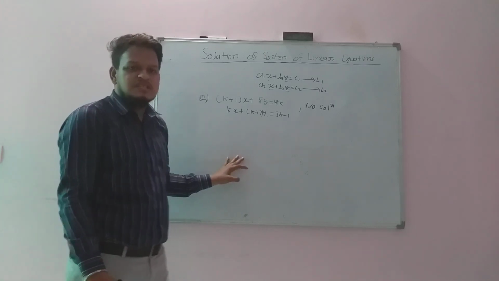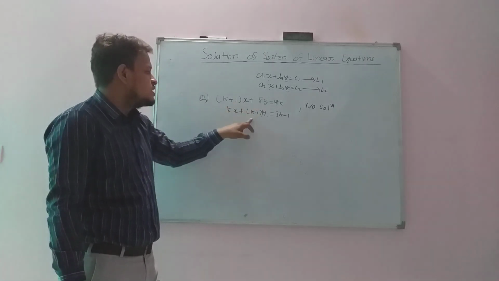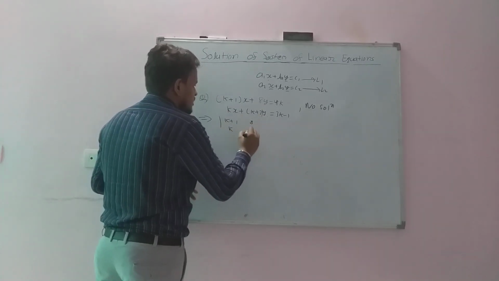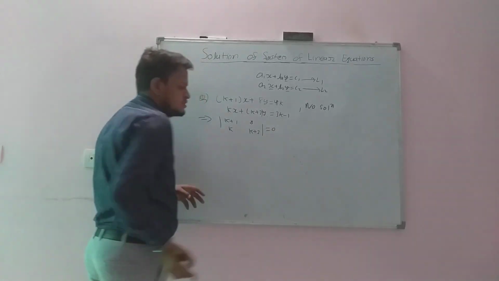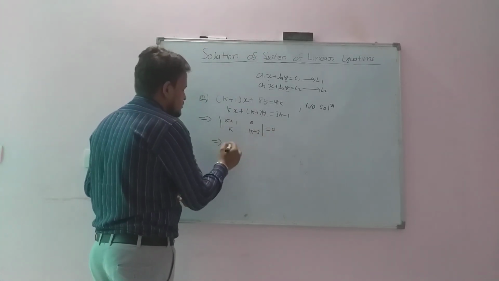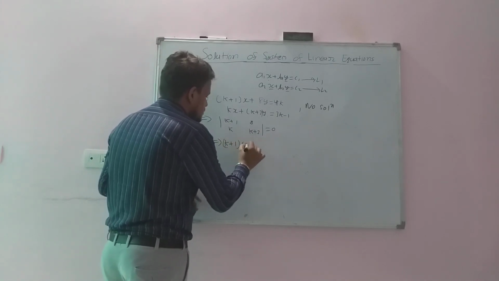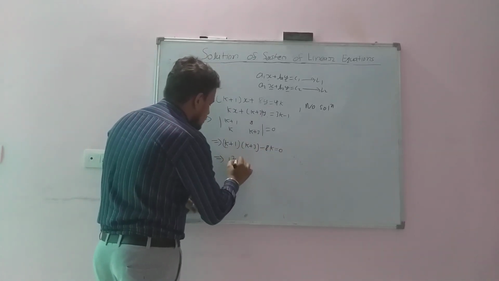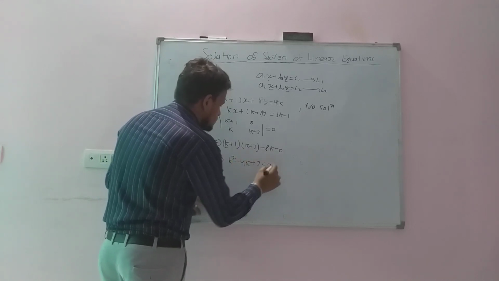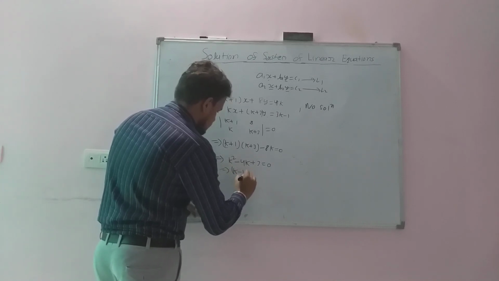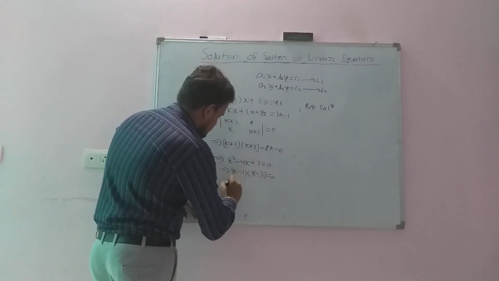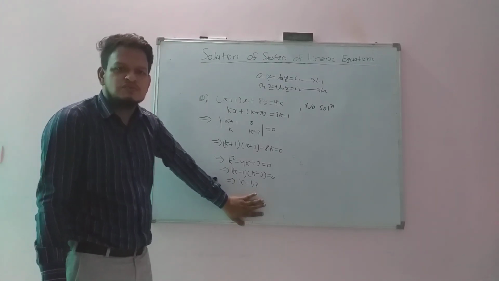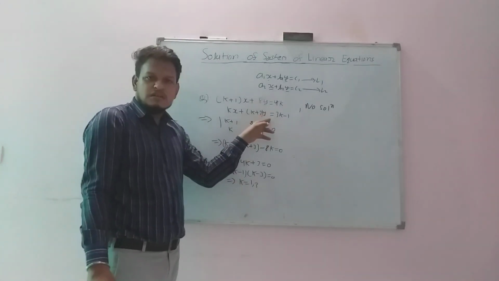As from Cramer's rule, we know that the determinant of this coefficient matrix should be equal to 0. So first we take k plus 1, 8, k and k plus 3. The determinant of this should be equal to 0. Now we multiply: (k plus 1) into (k plus 3) minus 8k should equal 0. Further simplifying, this is k square minus 4k plus 3 equals 0. From this we get (k minus 1) into (k minus 3) equals 0, so k equals 1 and 3. From here we are getting k equal to 1 and k equal to 3. So for both values the determinant is 0, so we need to check which gives no solution.